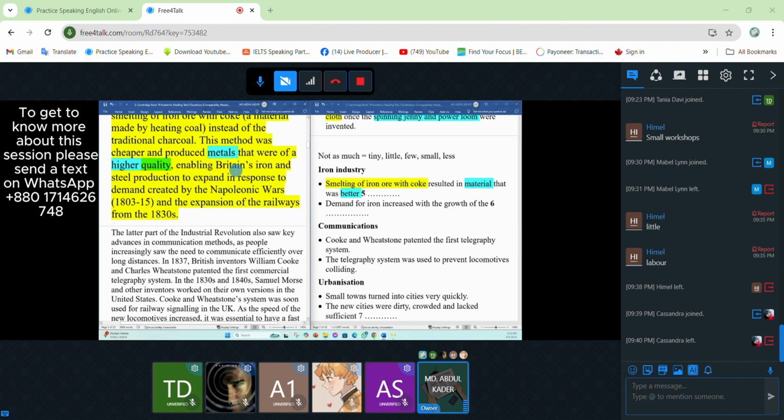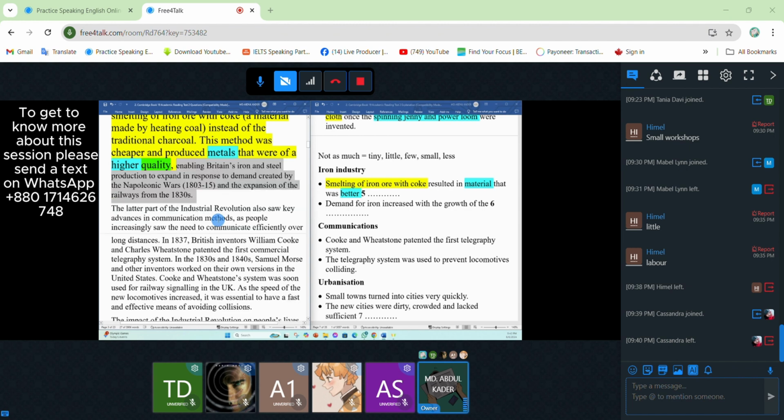Okay, enabling Britain's iron and steel production to expand in response to demand created by the Napoleonic Wars and the expansion of the railways from the 1830s. Yes, so I think this is the answer. Here we can find the answer.